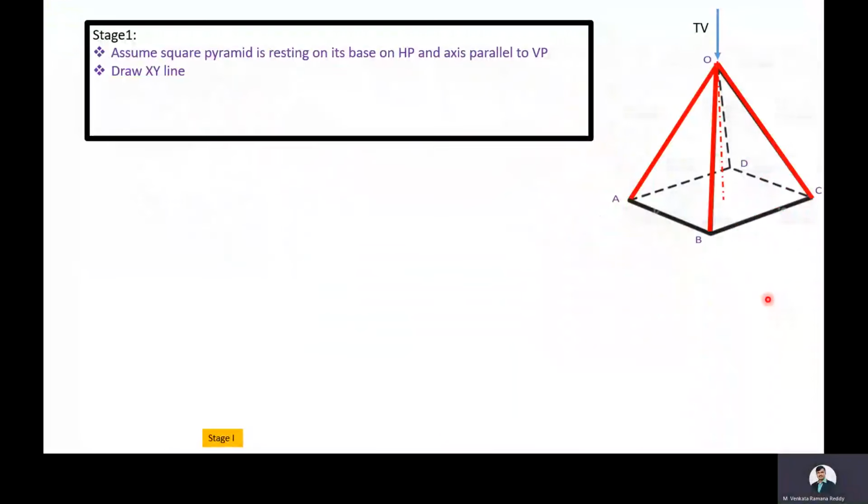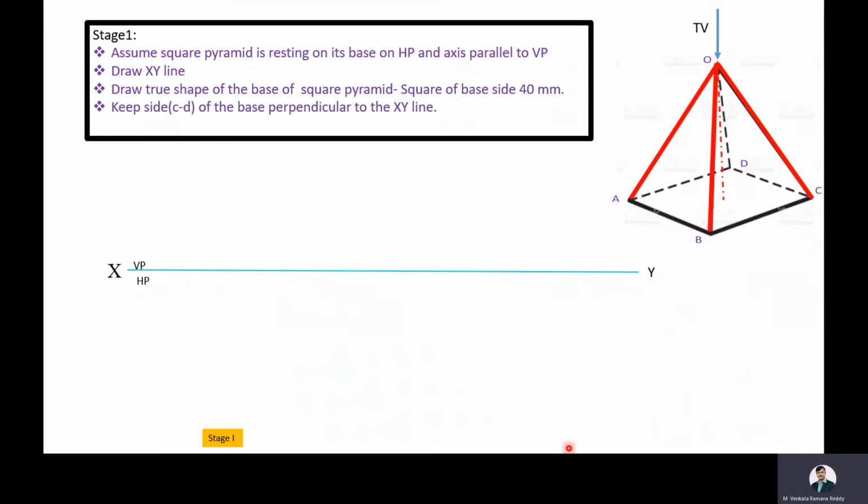In the first stage, we are assuming square pyramid is resting on its base on HP and axis parallel to VP. In this position of the square pyramid, we need to draw top view as well as front view. As a first step under stage 1 solution, draw XY line. After drawing XY line, then draw true shape of the base of a square pyramid, that is square in top view, keeping its side CD perpendicular to the XY line, preferably right side.